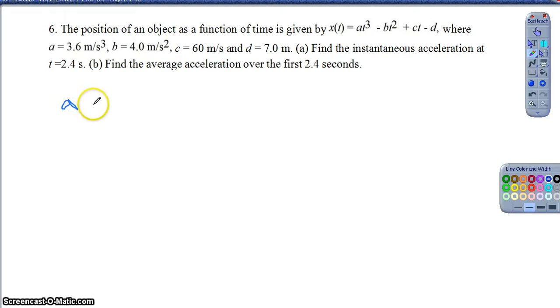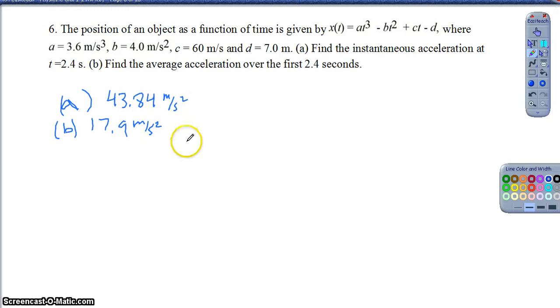So for part A, you should have gotten 43.84 meters per second squared. And for part B, for the average acceleration, you should have gotten 17.9 or thereabouts meters per second squared. Okay, so again, I'll go ahead and write those up here. If you got those and you're confident with those, skip this and skip on to the next question.